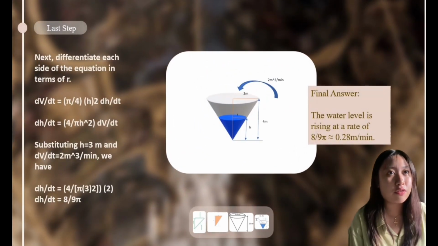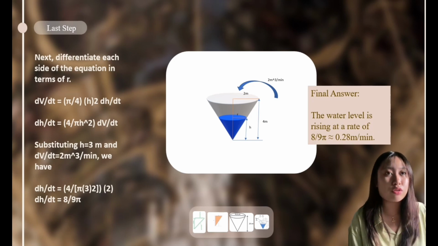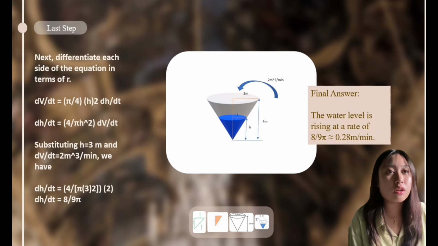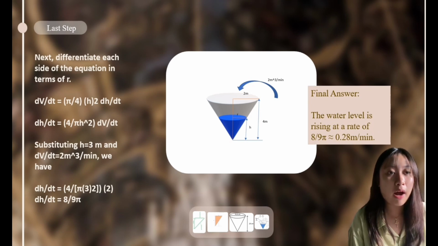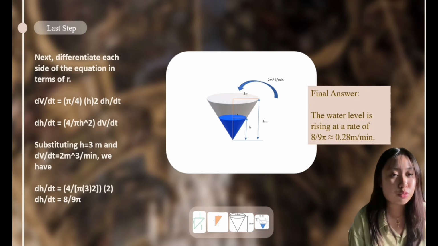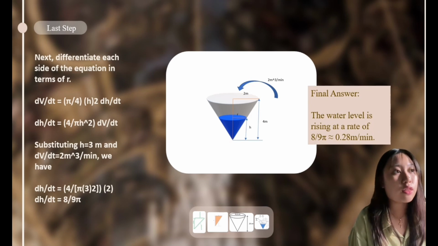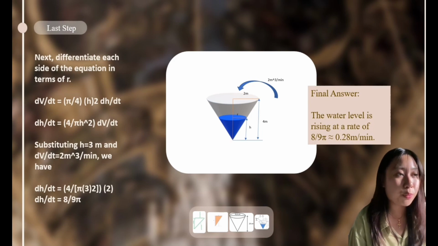Next, differentiate each side of the equation with respect to t. dV/dt equals pi/4 times h squared times dh/dt. So dh/dt equals 4 over (pi h squared) times dV/dt. Substituting h equals 3 m and dV/dt equals 2 m cubed per minute, we have dh/dt equals 4 over (pi times 9) times 2, which is 8 over 9 pi. Final answer: the water level is rising at a rate of 8/(9 pi), approximately equal to 0.28 meters per minute.